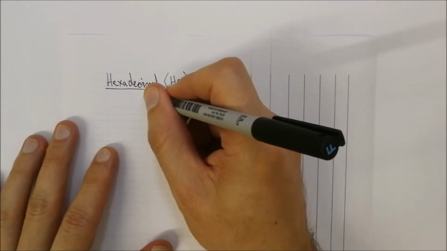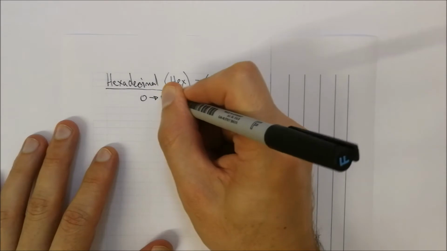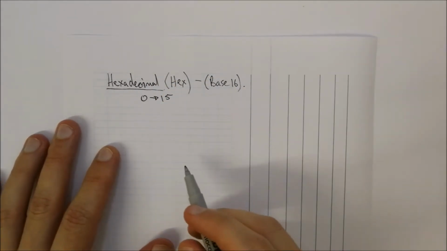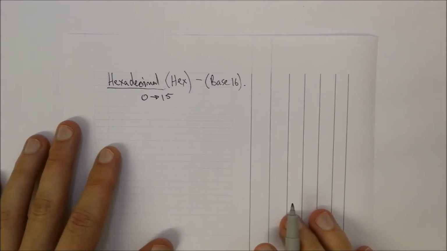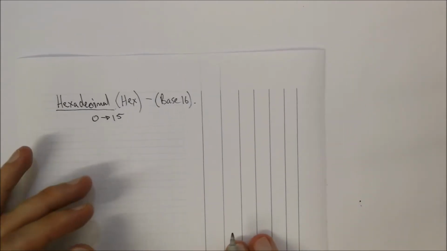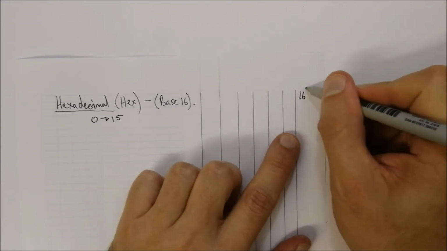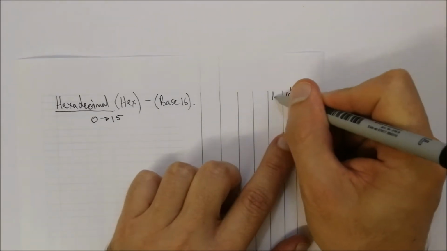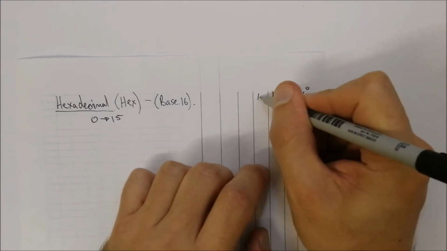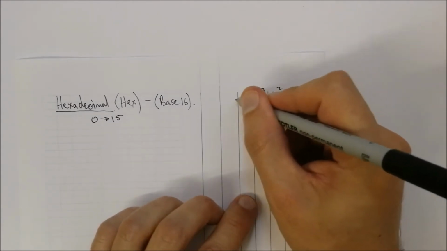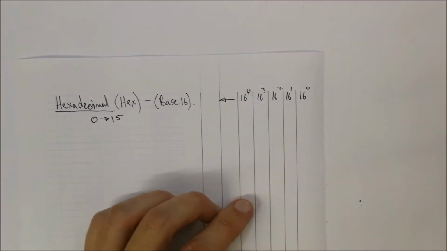Therefore we've got a range that's going from 0 all the way up to 15. Okay, so there's 16 different numbers over there. So this becomes again a situation. If you look at our table, we've got 16 to the power of 0, 16 to the power of 1, 16 to the power of 2, 16 to the power of 3, 16 to the power of 4, and that goes up to 16 to the power of infinity.